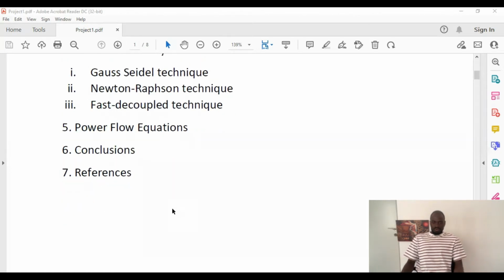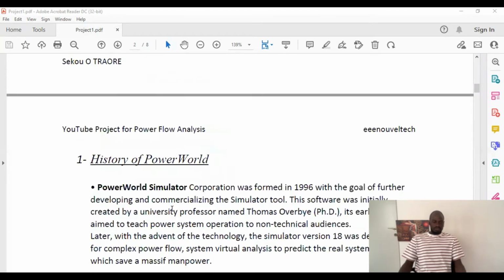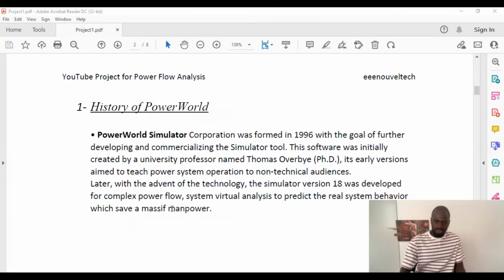The history of PowerWorld: the PowerWorld Simulator Corporation was founded in 1996 with the goal of further developing and commercializing the simulator tools. This software was initially created by a university professor named Thomas Overbye. Its early version was aimed at teaching power systems to a non-technical audience, for example, people who do not understand engineering and technical electrical terms, so as to make it clear for them.